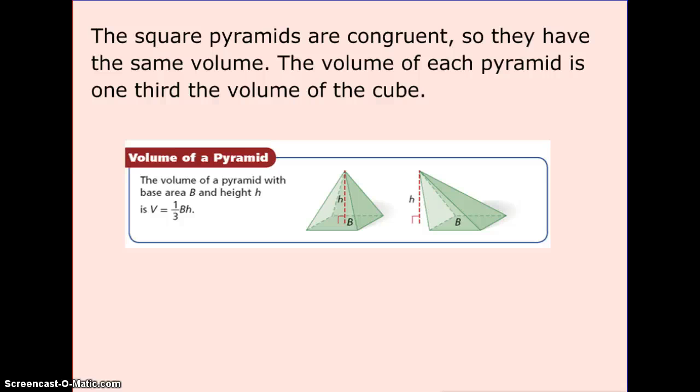base times the height. So we would be able to find the area of the base with length times width in the case of a square, or length times width in the case of a rectangle. If it's a triangular prism, you would have 1/2 base times height to find the area of the base. Then I would multiply that by the height of the pyramid and by 1/3 to get the volume.